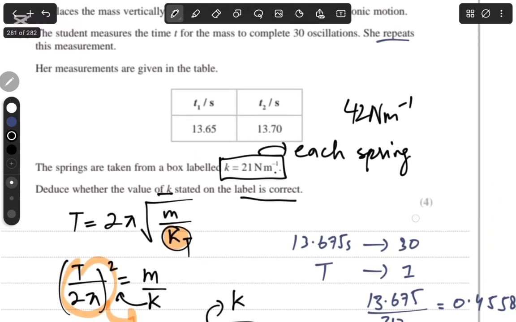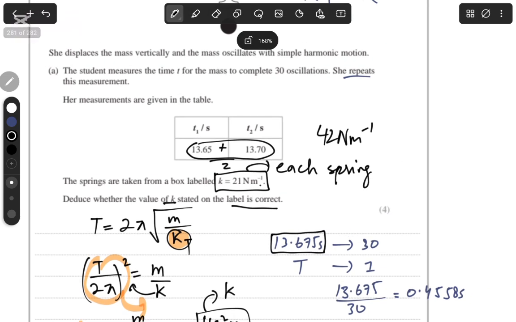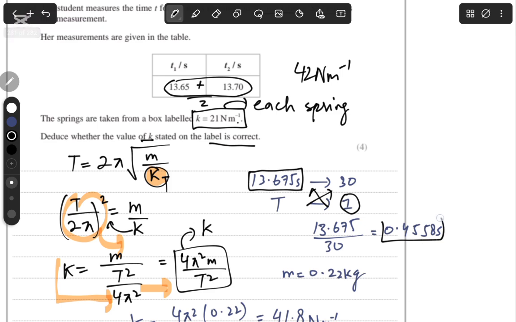How do we find T? Well, first you're going to find the mean of these values. You're going to add them up, you're going to divide them by 2, and you're going to get 13.675 seconds. Now this is the time taken for 30 oscillations. Let's find the time taken for 1 oscillation. So you're going to cross multiply. You're going to get this as your time taken for 1 oscillation, which is the time period.